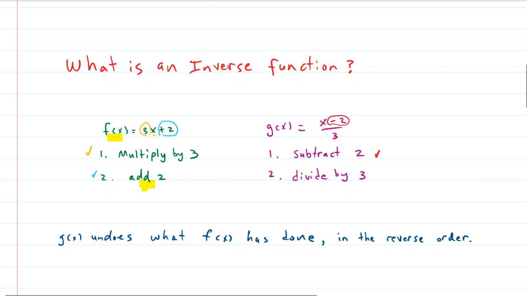The last thing that was done in our original function was we added 2. What was the second to last thing? Well, we multiplied by 3. That was the step just before that. So what's the opposite of multiplying by 3? Well, that's dividing by 3. So the next step in our process is divide by 3. So you can see that we have a step-by-step process in our function. The inverse goes in the opposite direction and undoes everything that was done in the reverse order. So just as a review, if g is your inverse, then it undoes what was done by f in the reverse order.